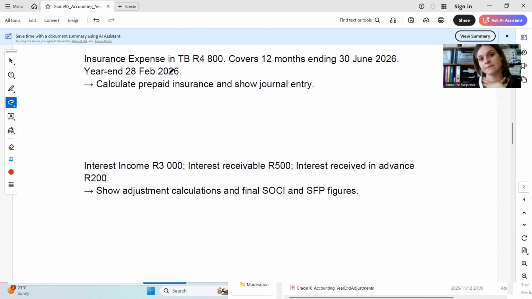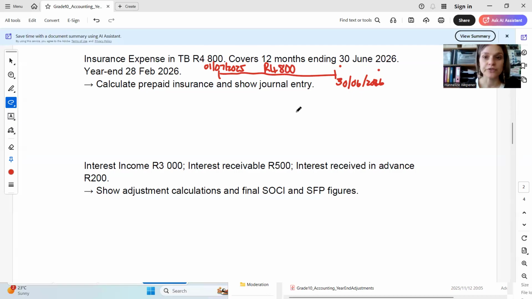So insurance expense in your trial balance. In your pre-adjustment trial balance it is currently 4,800 Rand. This covers the 12 months ending 30 June 2026. So in other words, you have made payment up until the 30th of June 2026. That means that the payment started for the period the 1st of July 2025 up until 30 June 2026. You made a full 12-month payment of 4,800 Rand for insurance.